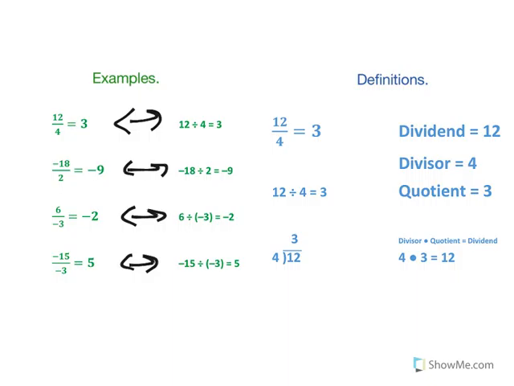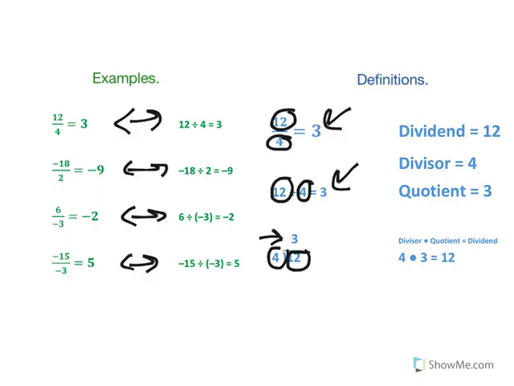Some definitions. The 12 is your dividend. The 12 is the number on top here, or it's the first number, or it's the number inside the house, as they sometimes call it. That's your dividend. The divisor is either the denominator, or the one to the right, or the one outside the house. That's your divisor. And the quotient is your answer.